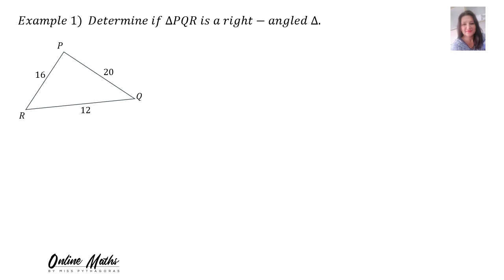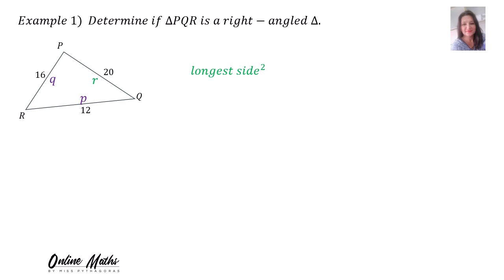Now let's look at an example. Example 1. Determine if triangle PQR is a right angled triangle. So what you will do is, first of all, go to the triangle, and then do you agree that this is side little r, the side opposite angle r is little r. This will be little p, the side opposite angle p, and this one will be little q, the side opposite angle q. Then what you do, you start with the longest side squared.